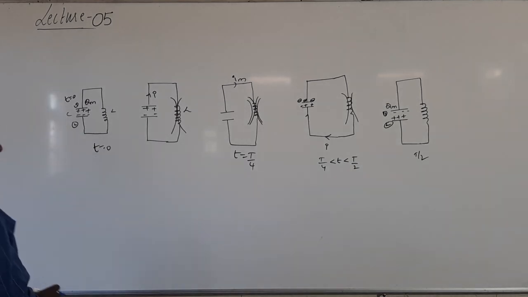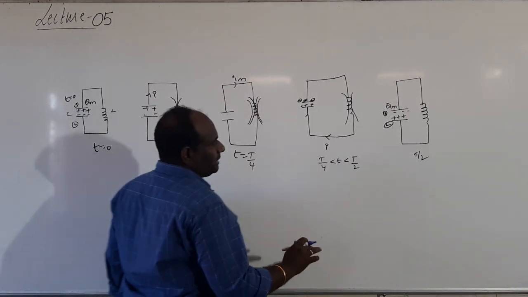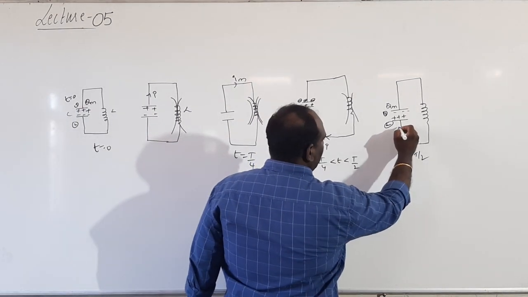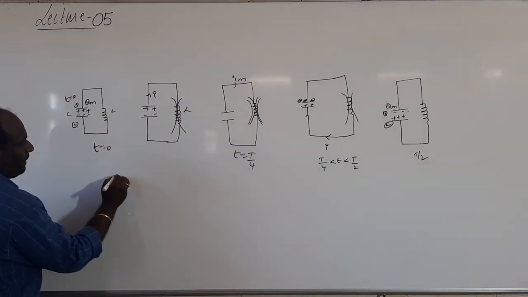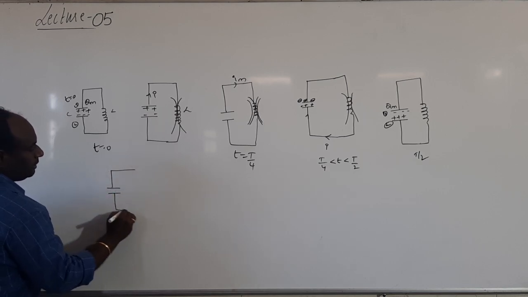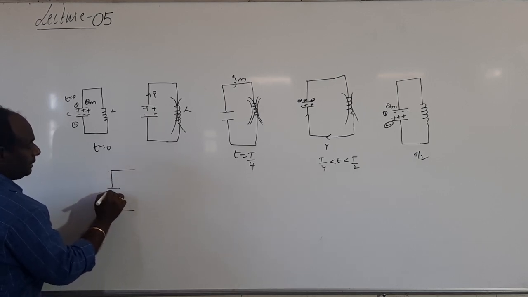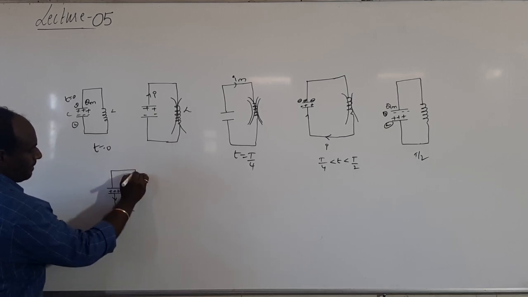Then come to between T by 2 and 3T by 4. Then what will happen? Since it is completely charged, charge flows from the reverse direction. In this case, the capacitor once again starts discharging. So this is partially charged. So current is flowing in this direction.